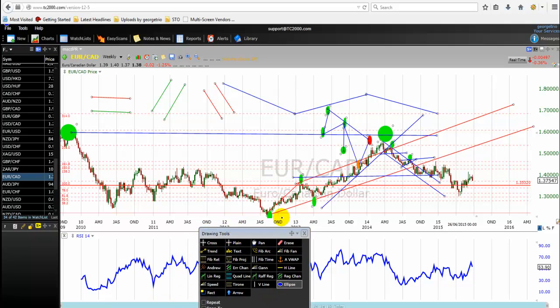So this is a bullish chart pattern, yes or no? Stay with me. We see on the weekly chart: this is the left-hand side shoulder, this is the head, and this is the right-hand side shoulder. It is a chart pattern, and it is a bullish chart pattern. Is it in a bullish zone?